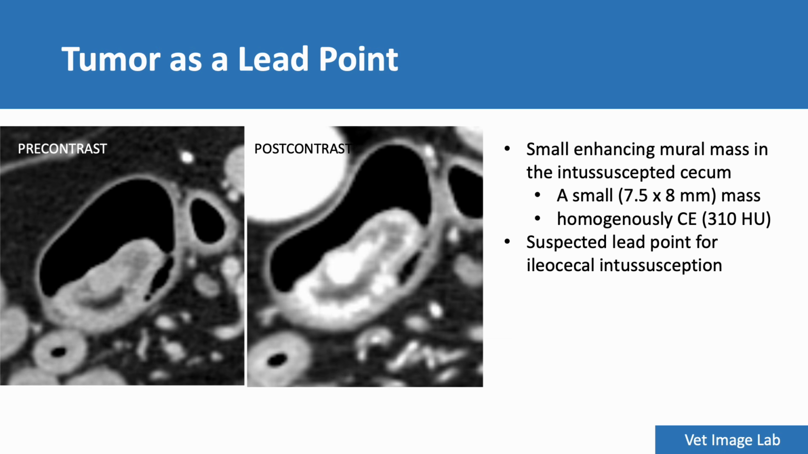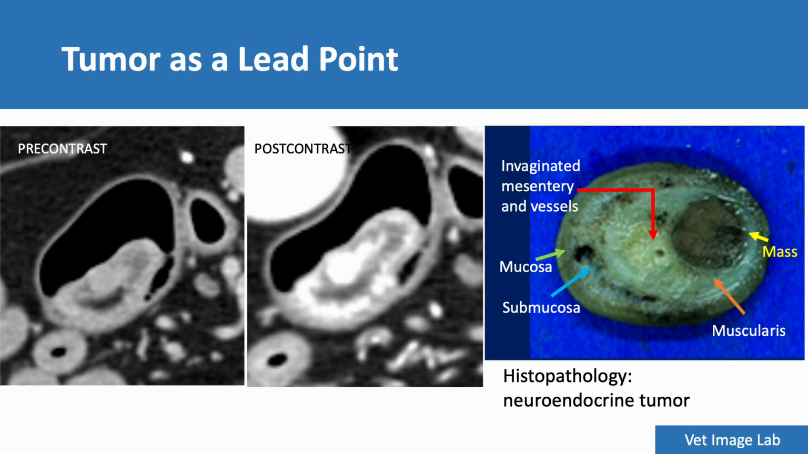When we carefully evaluated the intussuscepted cecum, a small mural lesion was identified. On the post-contrast image, it showed strong homogeneous contrast enhancement. Based on its location within the intussuscepted cecum, this small cecal wall mass was suspected to be the lead point for the ileocecal intussusception. In the gross specimen, we can see the corresponding mass within the cecal wall. Histopathology confirmed the mass as a neuroendocrine tumor.